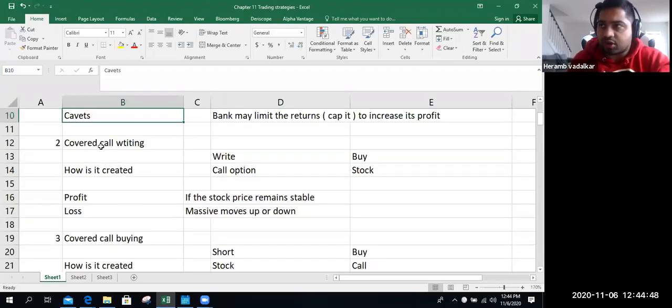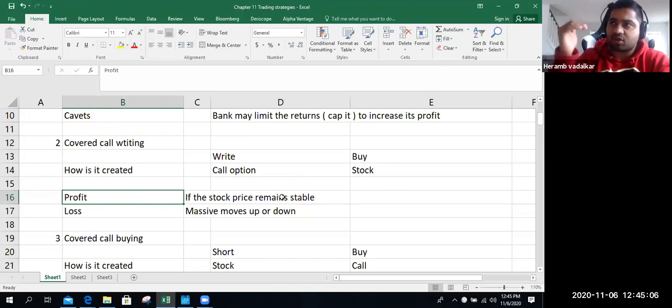So how is a covered call created? A covered call is created by writing a call option and buying the stock. What happens in a covered call? Profit if the stock market remains the same. So profit happens if the stock is remaining stable, it's not moving much. Loss happens when there is massive movement up or down.